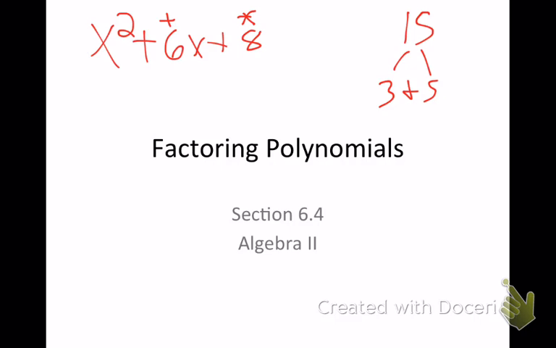So yeah, what multiplies to get 8, adds to get 6? 4 and 2. So I'm breaking it down, I'm going to have x plus 4 and x plus 2. And that's how I'd break it down. So x plus 4 and x plus 2.